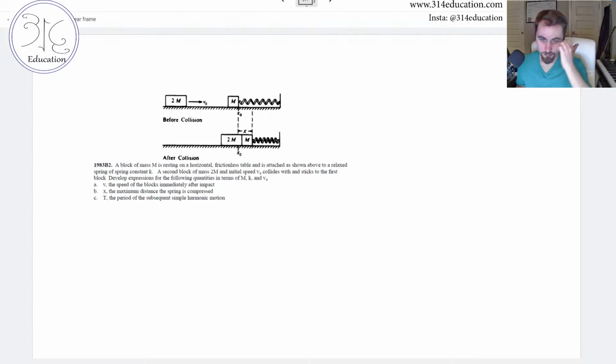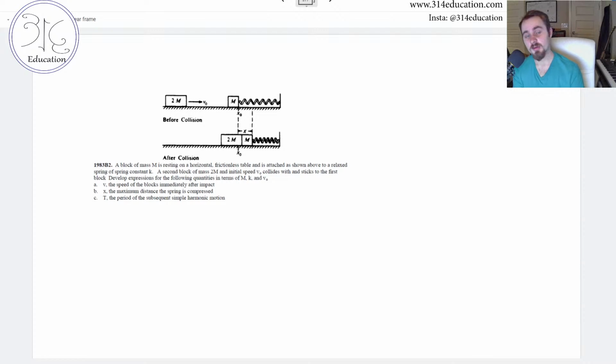All right, so we've got a block of mass m resting on a horizontal frictionless table and attached, as shown, to a relaxed spring of constant k. A second block of mass m and some initial speed v naught collides with it and sticks to the first block. Develop expressions for the following quantities in terms of m, k, and v naught.